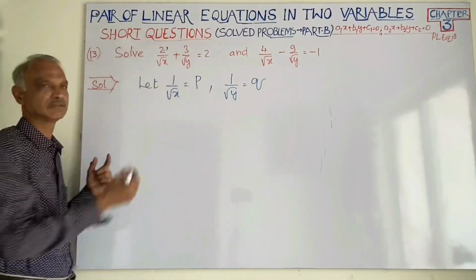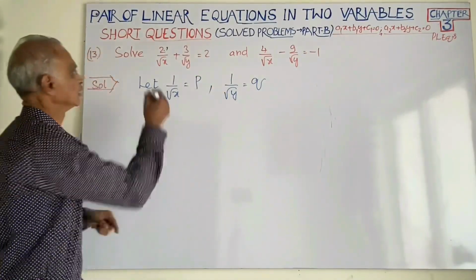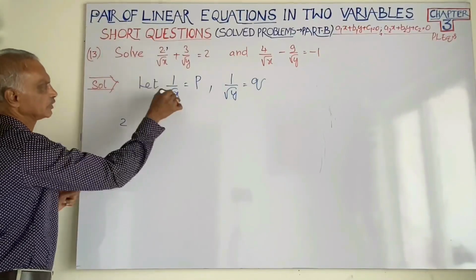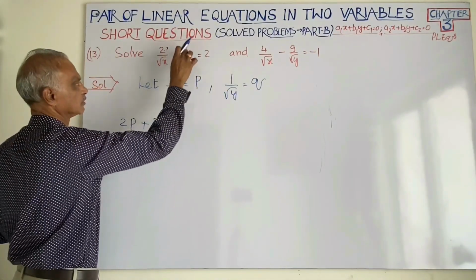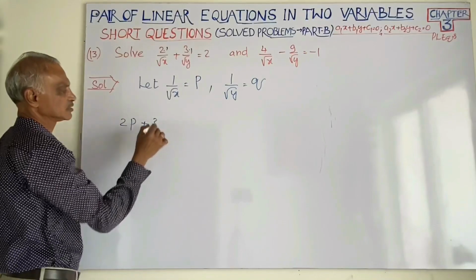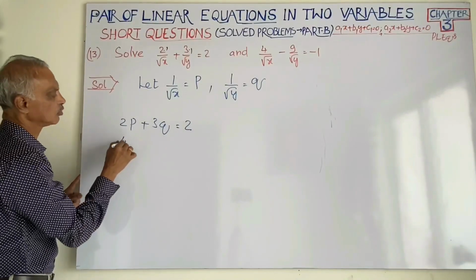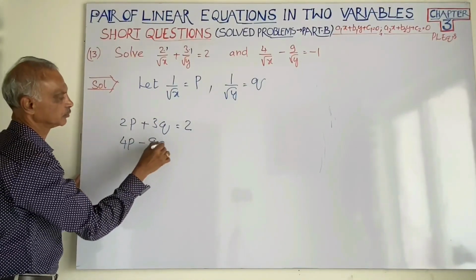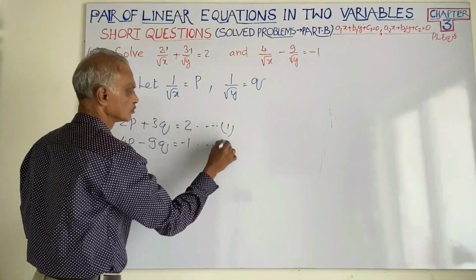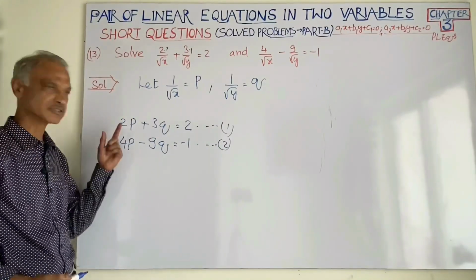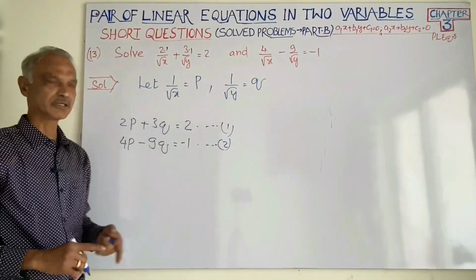Let 1 by root x be p and 1 by root y be q. This can be written as 2p plus 3q is equal to 2, and the second equation can be written as 4p minus 9q is equal to minus 1. We have two equations, a pair of linear equations. We have to find the values of p and q and then substitute p is equal to 1 by root x and q is equal to 1 by root y.